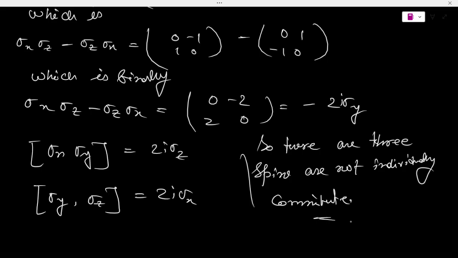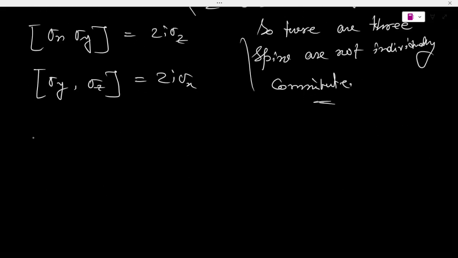Okay, so this is the individual not commute. So what will it be? It will be that sigma x sigma y is not equal to 0. So this will be the thing. The question said that you have to prove the Pauli matrix representation. So this is the Pauli matrix representation.